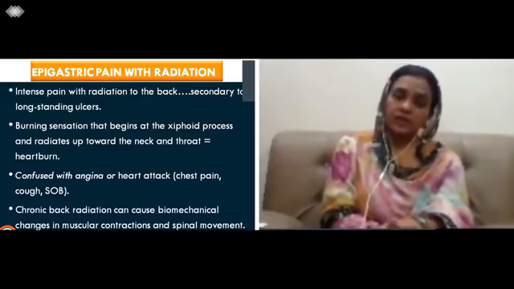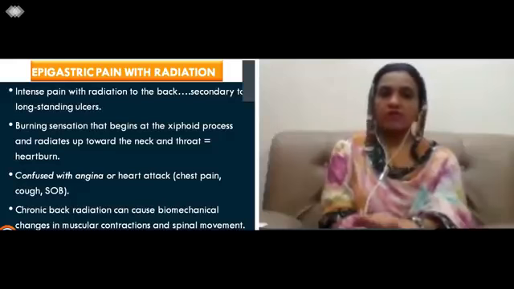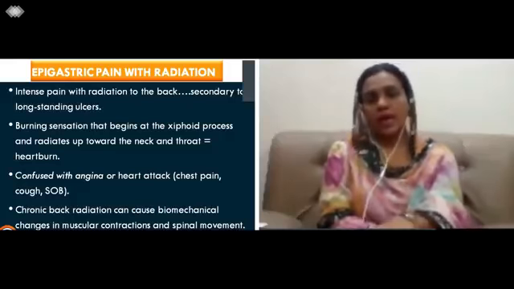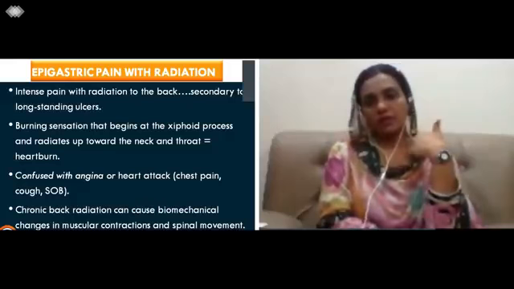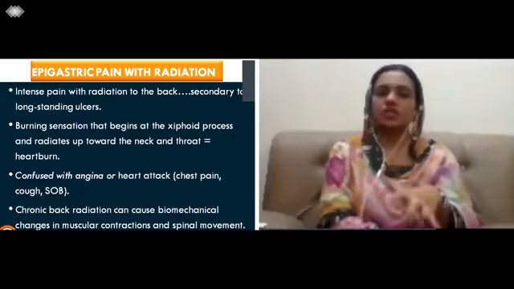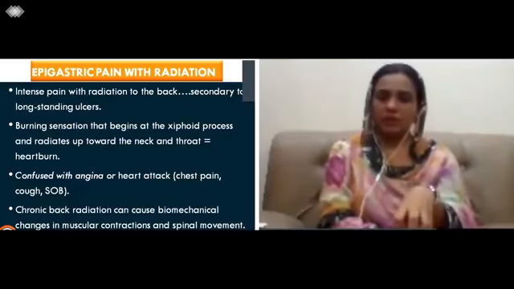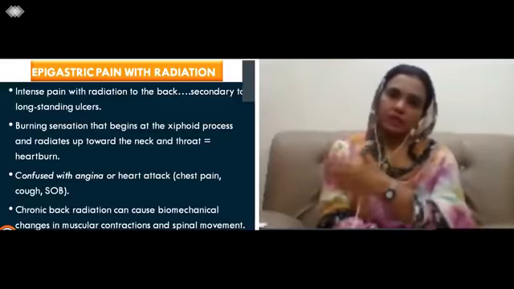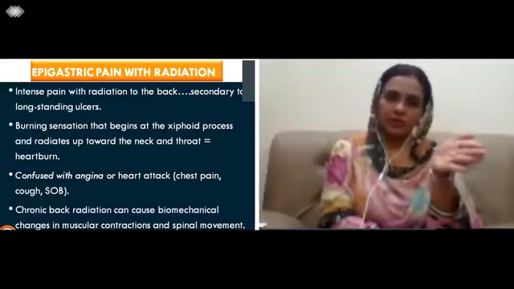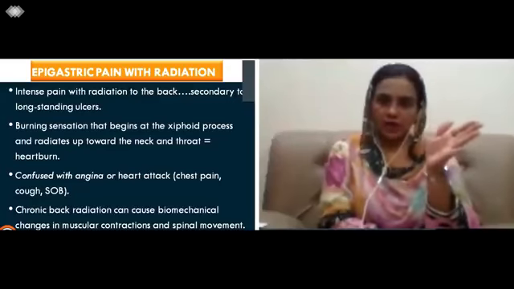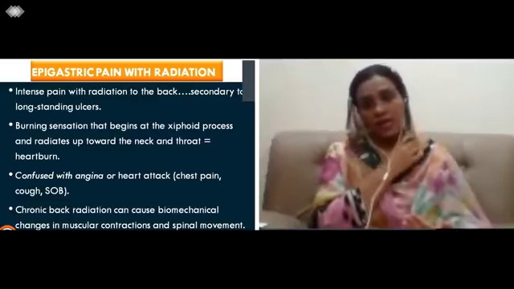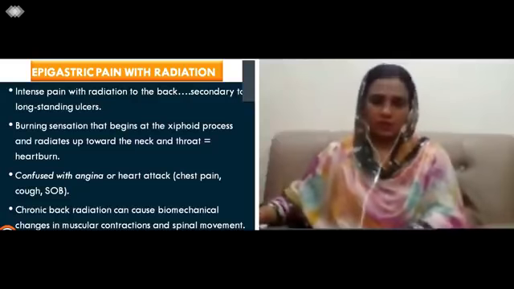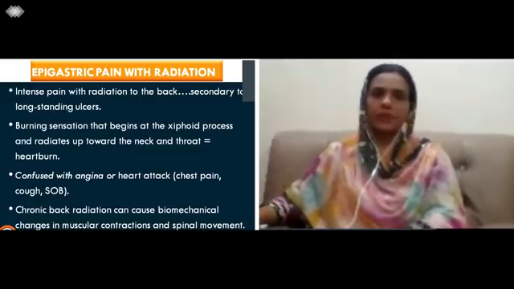And the other thing is, if the patient is not taking any treatment for this, then the chronic back radiation of the symptom will cause actual biomechanical changes, and there will be actual muscle contractions and a reduction in the spinal movements, and there will be actual positive objective findings. And in that case, the screening between the musculoskeletal and the visceral, especially your GIT and your heart symptoms, will be more difficult to do when your objective findings are positive.